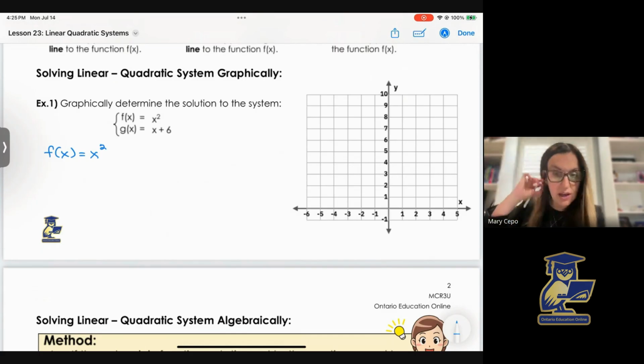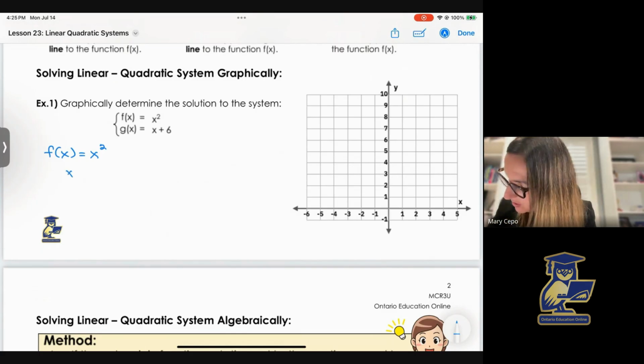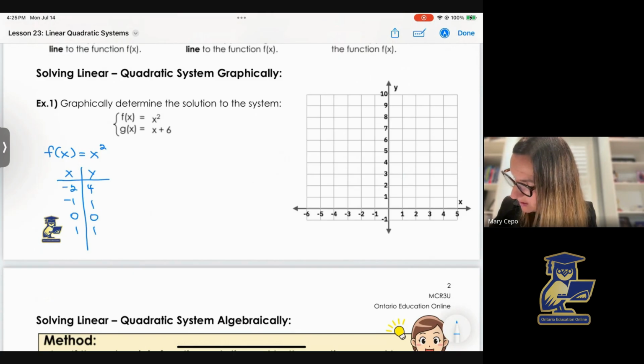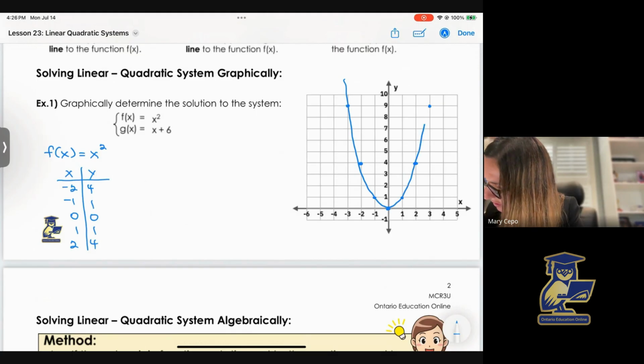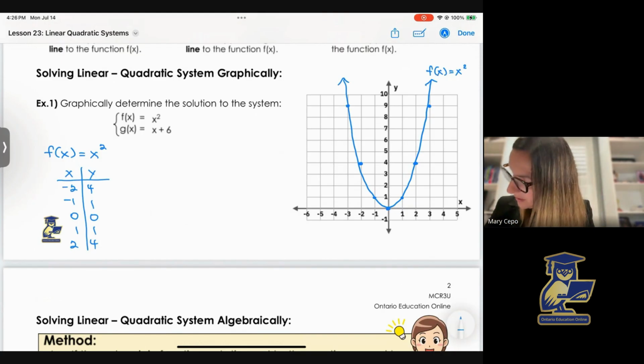So f of x is equal to x squared, which means that's our parent function. And we know the key points are (-2, 4), (-1, 1), (0, 0), (1, 1), and (2, 4). Right, so graphing that, at -2 we're at 4, at -1 we're at 1, at 0 we're at 0, at 1 we're at 1, and at 2 we're at 4. And just to make my parabola nice and clear, I'm going to add in that additional point. Nice, smooth curve, and labeling properly, of course, always. Okay, so that's our quadratic function.